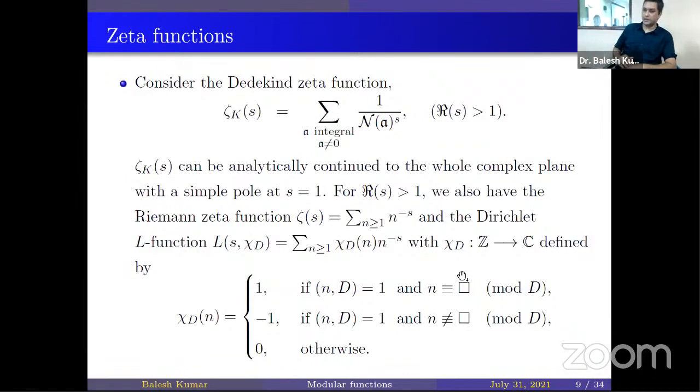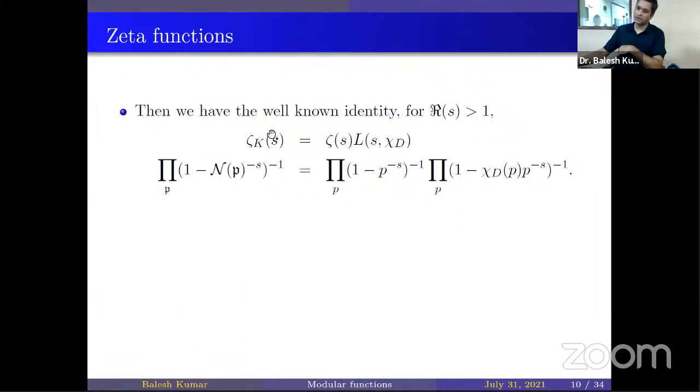So we have three functions: the Dirichlet L function, the Dedekind zeta function, and the Riemann zeta function. The very interesting fact is that the Dedekind zeta function factors as the Riemann zeta function times the Dirichlet L function. For real part of s bigger than 1, the Dedekind zeta function has an Euler product, the Riemann zeta function has an Euler product, and the Dirichlet L function has an Euler product. Therefore each one has an Euler product, and one can compare the Euler factors on both sides.